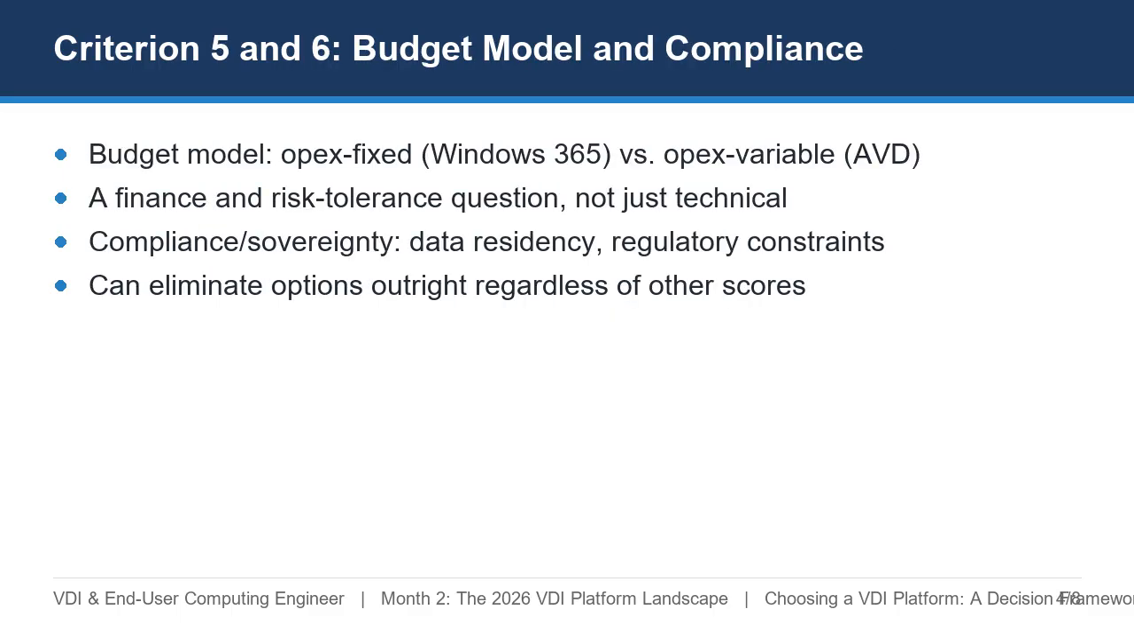The fifth criterion is budget model, fixed, predictable per-user pricing like Windows 365, versus variable, consumption-based billing like AVD, which is as much a finance and risk tolerance question as a technical one. The sixth is compliance and sovereignty, data residency and regulatory constraints that can eliminate an otherwise strong option outright, no matter how well it scores everywhere else.